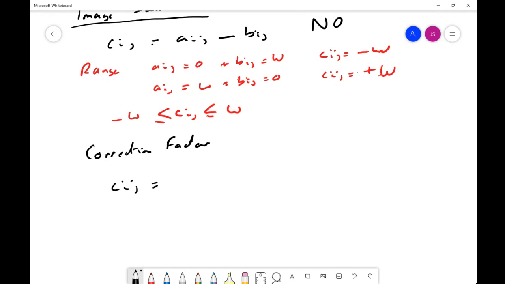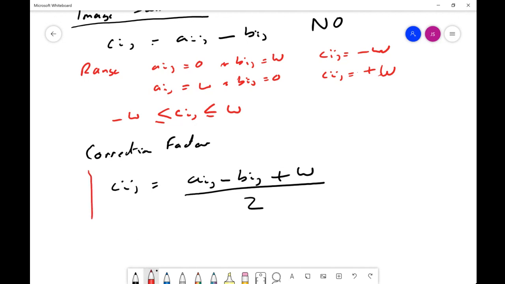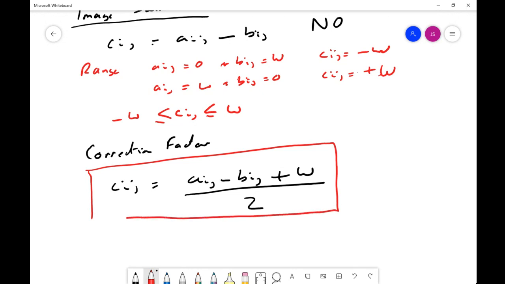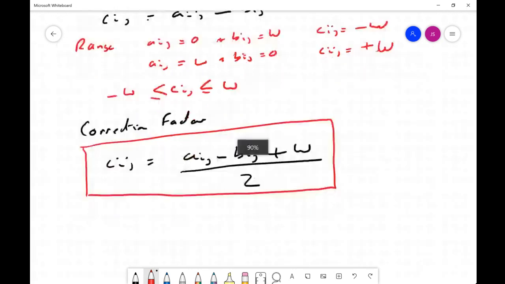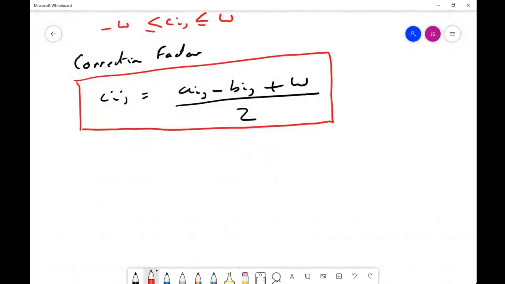Cij equals Aij minus Bij, which will have a range of minus W to plus W. Add white to it. That now takes the range of, it was minus W to plus W, this will now be 0 to 2W. We want to bring it in the range 0 to W, divide by 2. And that is the equation for image subtract. Again, it has to be applied to every pixel for all values of Ij.